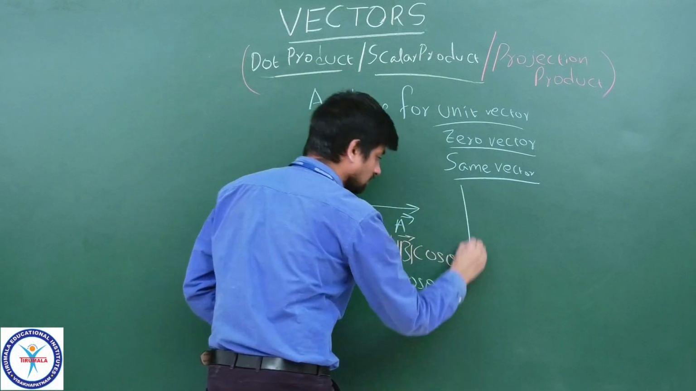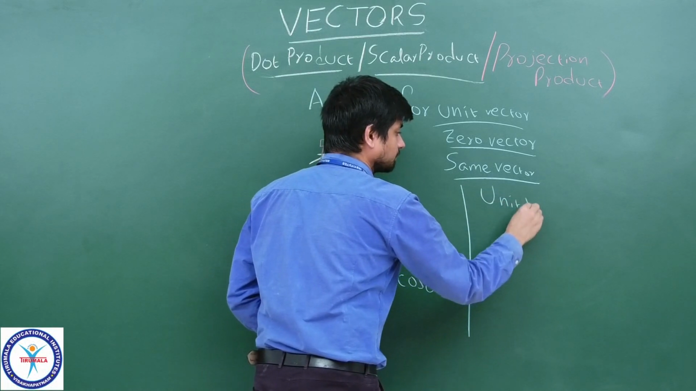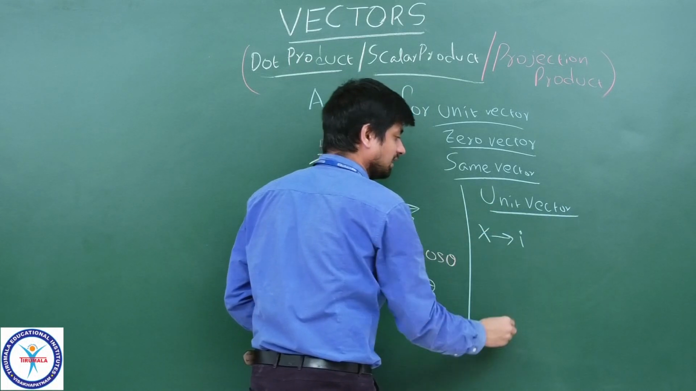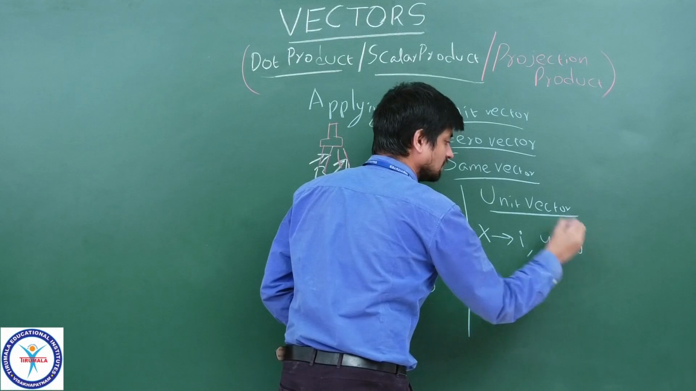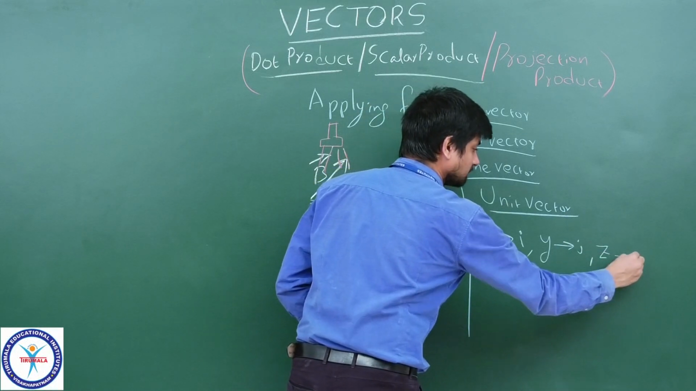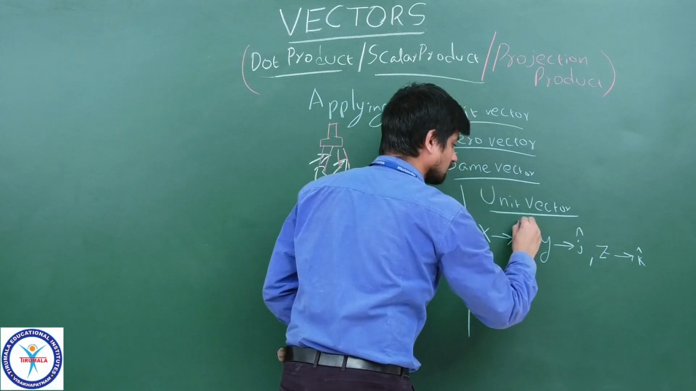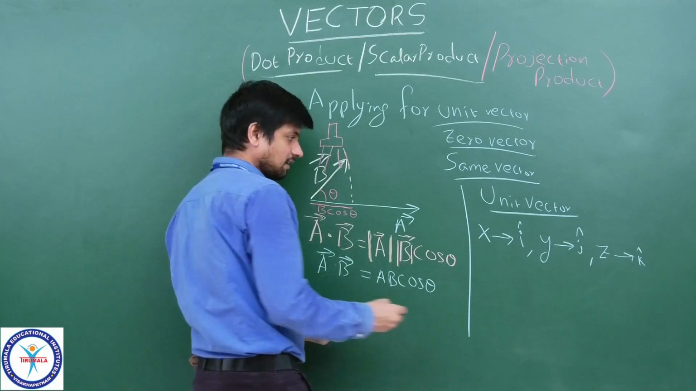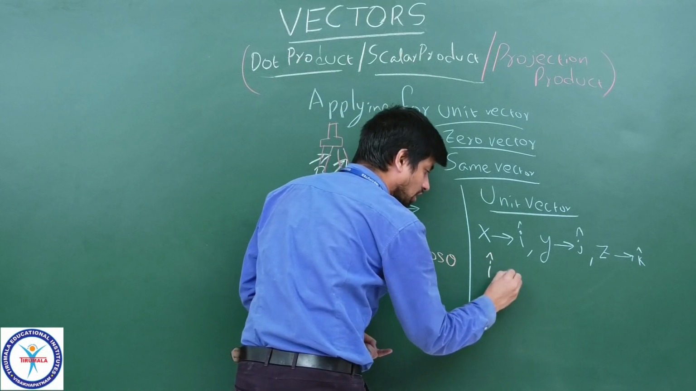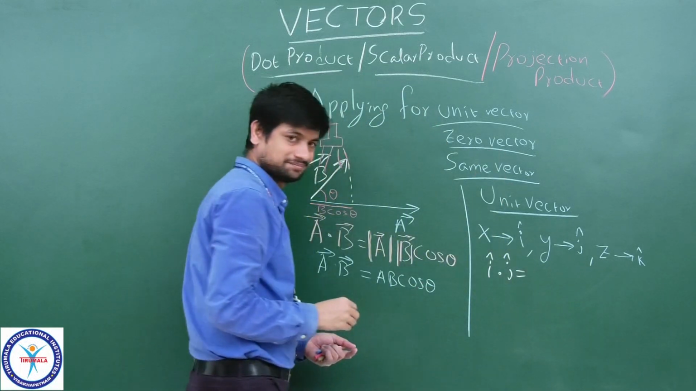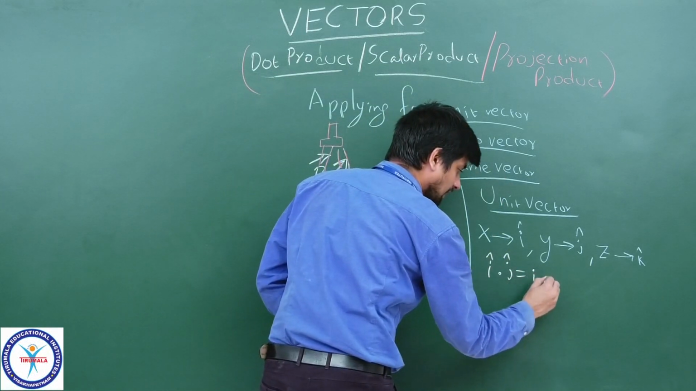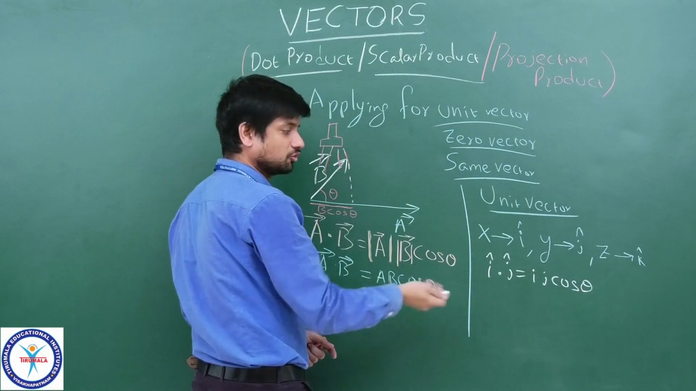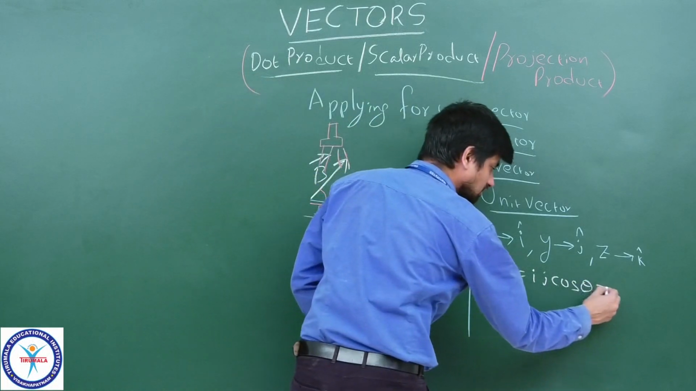So, the first one, unit vector. What are the unit vectors we have? Along the x axis i, along the y axis j, along the z axis k. Okay, i cap, j cap, k cap. Now, take i cap dot j cap. What will be the answer? Simply |i||j| cos theta, magnitude of i, magnitude of j and cos theta. What will be the answer, children?